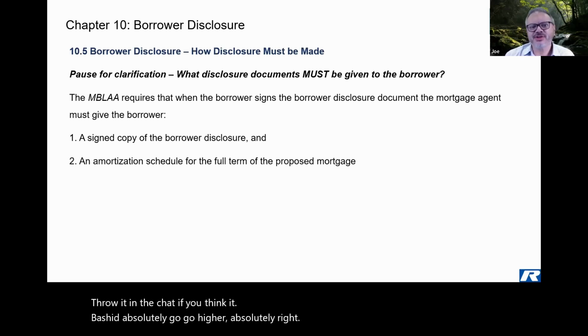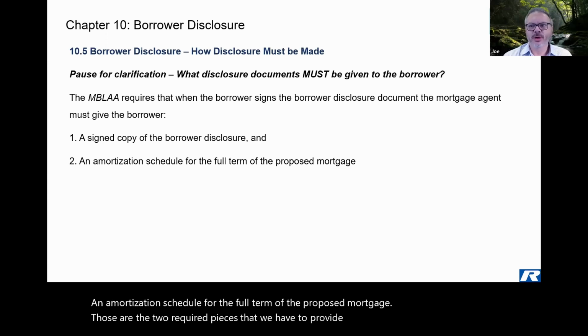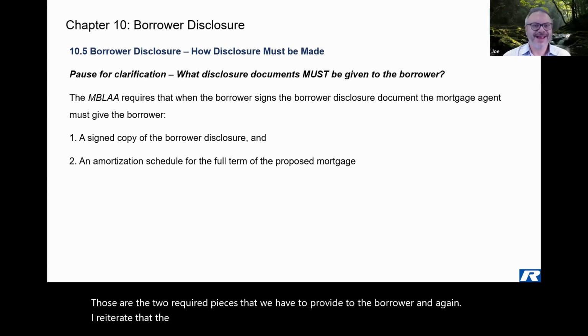An amortization schedule for the full term of the proposed mortgage. Those are the 2 required pieces that we have to provide to the borrower. And again, I reiterate that the borrower disclosure can be in a form that you create, or I should clarify, your brokerage allows you to provide to your borrower.